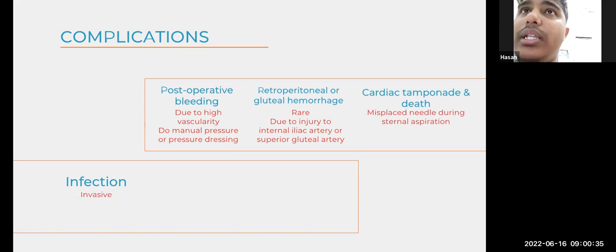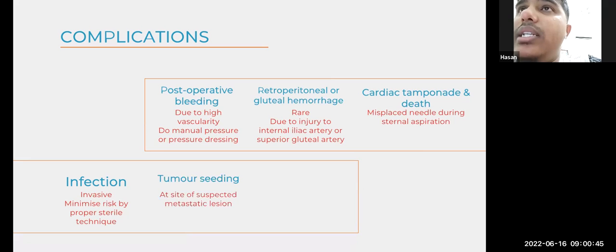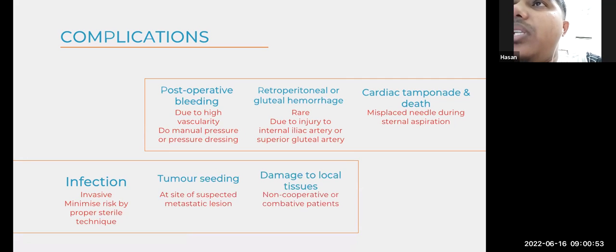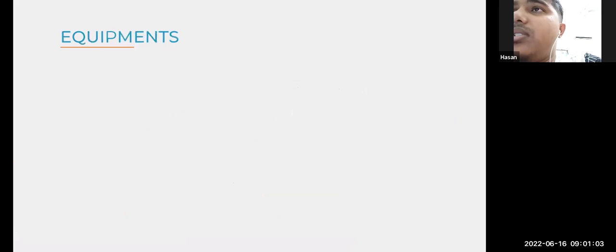All right. There can also be infection because it is an invasive procedure. It is minimized by proper sterile technique. Tumor seeding can occur if it is from a metastatic lesion. Damage to local tissue can occur in non-cooperative or combative patients. We can avoid this by giving local anesthesia or sedation as well.